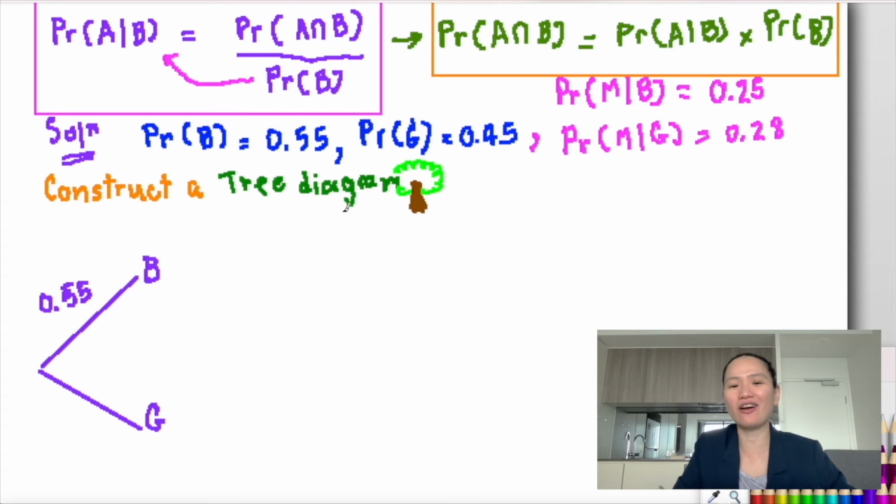Do you know why they call it a tree diagram? I think because all of these lines are similar to branches. Okay. Boy 0.55. Probability for girl 0.45.